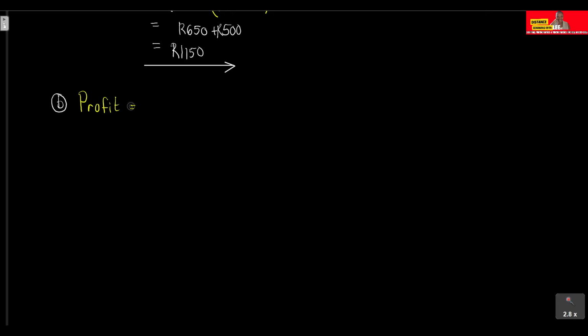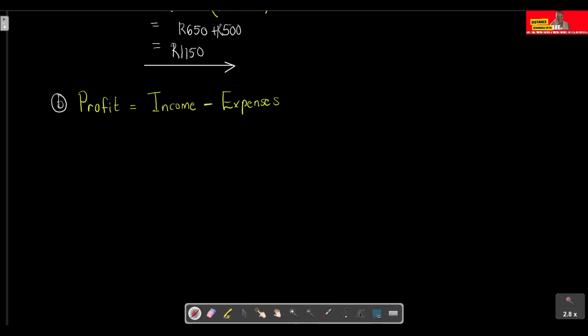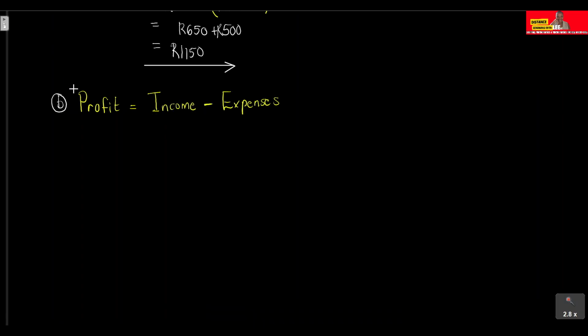So to get the profit that Miss Jenna made in all the 3 weeks, we're just going to use the formula: profit is equal to your income minus your expenses. Okay, this is the formula that we're going to use.